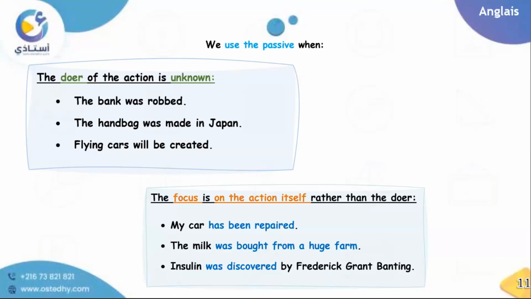Second, we use the passive voice when the focus is on the action itself rather than the doer of the action. Donc معناها نحبوا نركزوا على الأكشن وما نركزوش على شكون عملها.